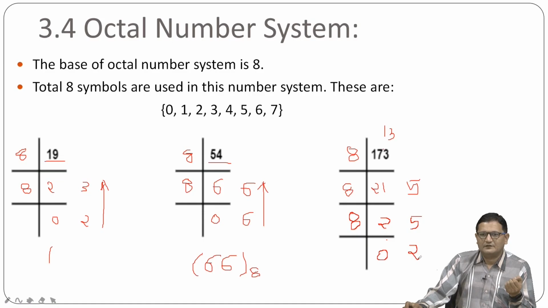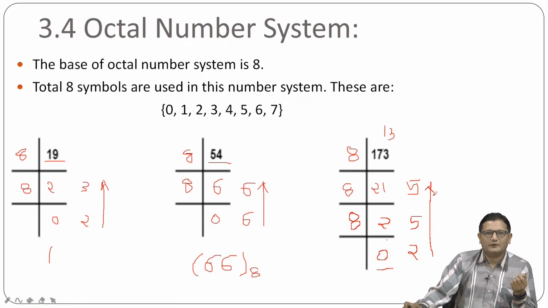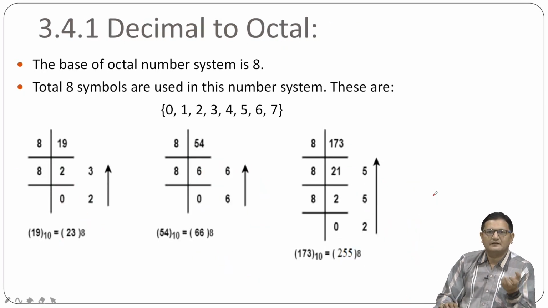Okay. Now when the number becomes 0, what you need to do is you just have to write down all the remainders in this way. Okay. So that will make what? 255. It is the octal number of the decimal number 173, right? So in the decimal we are writing 173, but let's suppose if you want to represent that number in the octal form, you need to write 255. Okay, fine. So the examples whatever we have done are mentioned here.